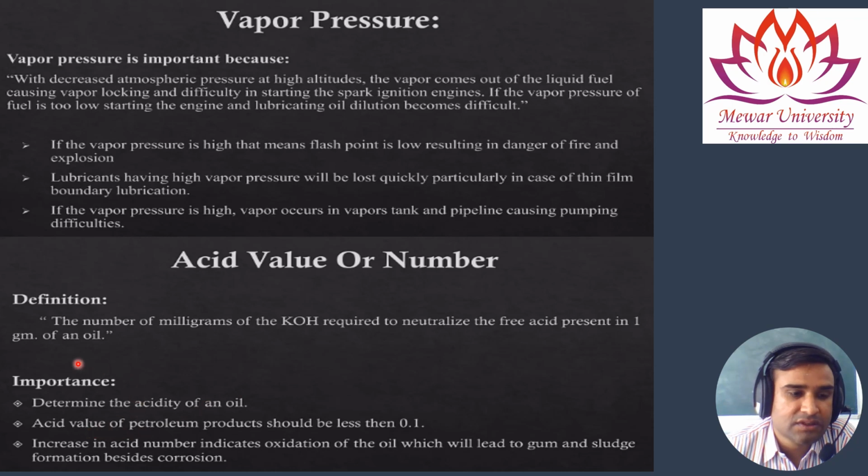The importance of acid value is to determine the acidity of an oil, how acidic the oil is, and the acid value of a petroleum product should be less than 0.1. An increase in the acid number indicates oxidation of the fuel, which leads to gum and sludge formation besides corrosion. So there should be very little acid or no acid present in the fuel, because it will cause corrosion inside the engine.